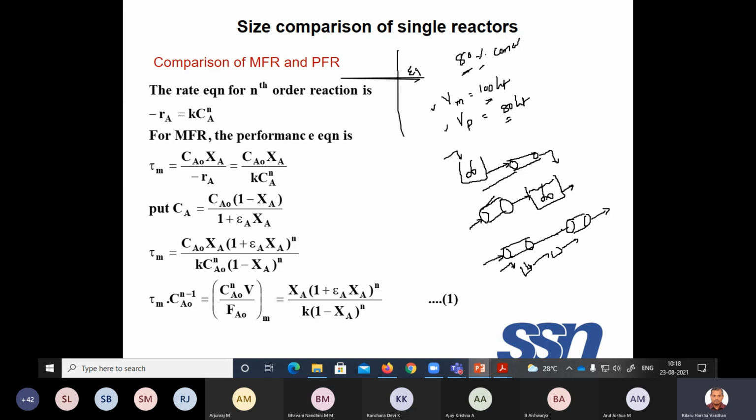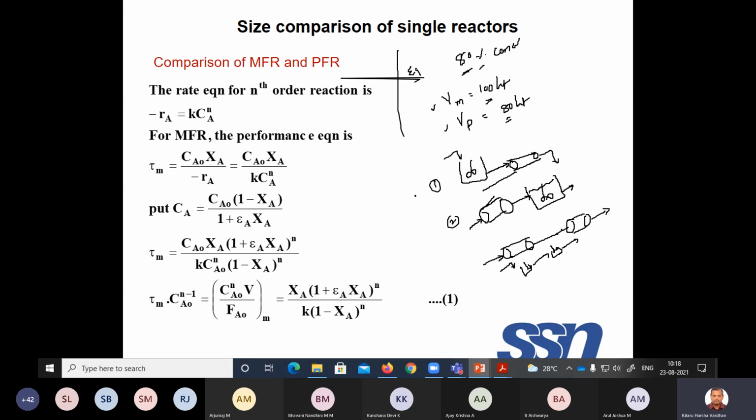This is the inlet. The outlet goes to the inlet of the next one and then comes out. So this is the first combination. This is the second combination. You can have a third combination, four combinations, because there are two cases. So four different combinations you can have.